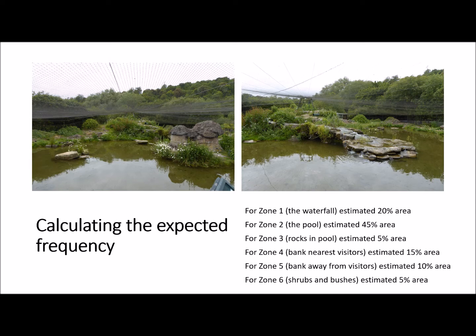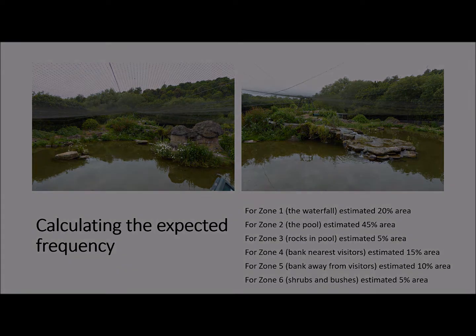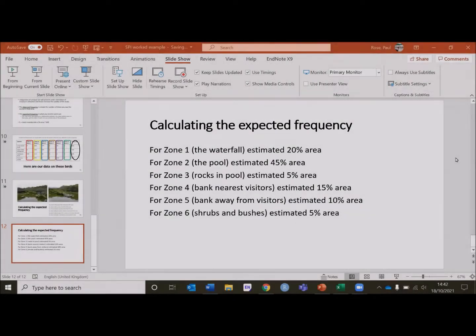5%. So 20 plus 45 plus 5 plus 15 plus 10 plus 5 should add up to 100%, which is the overall amount of space the animals have in that enclosure. Let's now look at how we calculate the expected frequency for this enclosure. Remember, to calculate your expected frequency, you need your overall sample time. So in this case, that's 500 minutes from our observed frequencies.